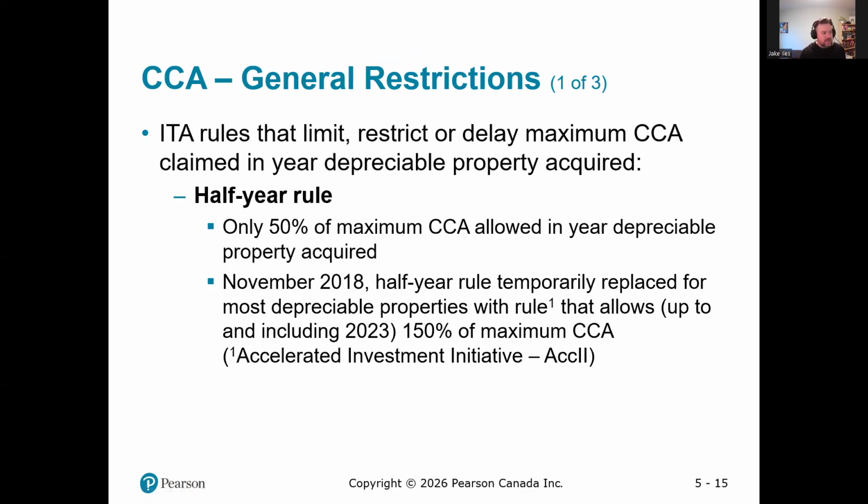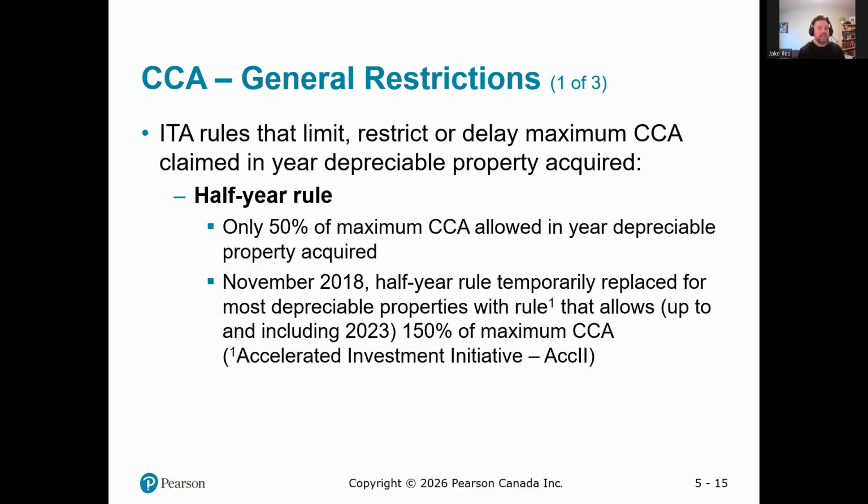Now, I mentioned in the primer, for those who have watched it, that I think the half-year rule is where much of the confusion comes from when discussing CCA. The Income Tax Act rules that limit, restrict, or delay maximum CCA claimed in the year the property was acquired. On average, companies purchase assets or properties halfway through the year. Some companies are buying it on the first day, some are buying it on the last day. A lot of other companies are buying assets throughout the year. If we tally them all up and average it out, you have about 6 months of the asset.